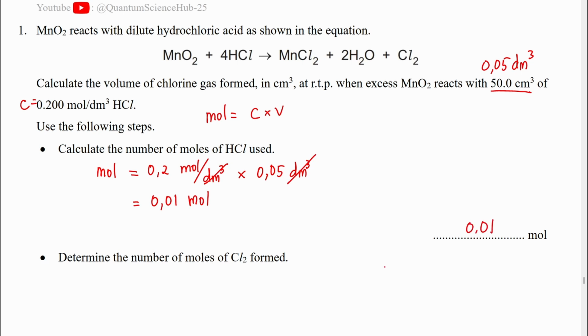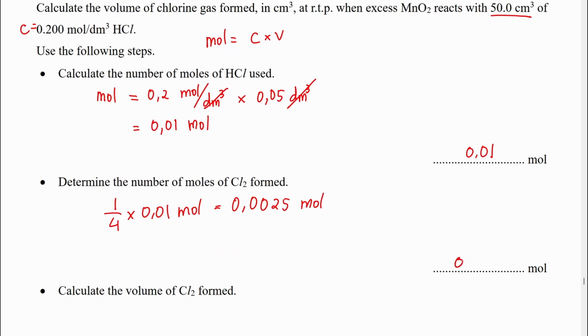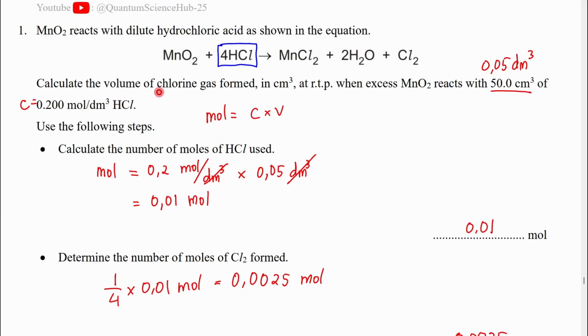Next, determine the number of moles of Cl2 formed. So we know in here, this is the reference, right? And we use the concept of jumping mole to find the number of moles of Cl2. This 0.01 is for 4 molecules of HCl. So how many moles for 1 molecule? 1 out of 4 times the number of moles of the reference, right? 1 out of 4 times 0.01 mole equals to 0.0025 mole. Okay, so the answer here is 0.0025 mole.